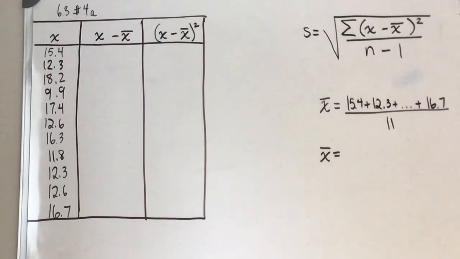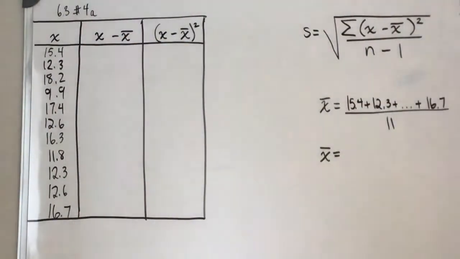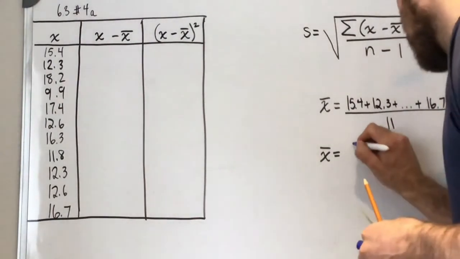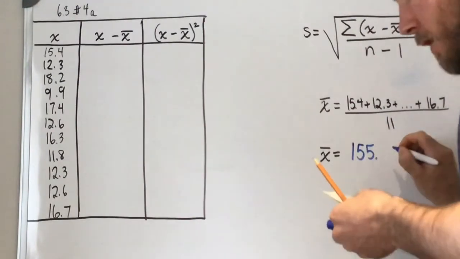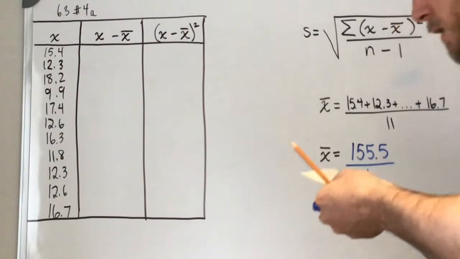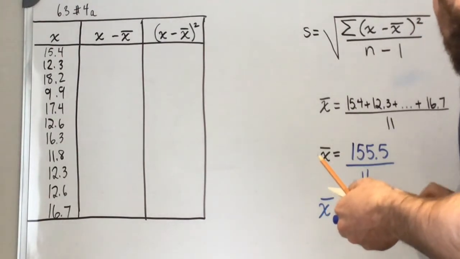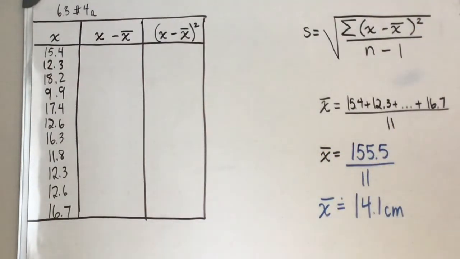In order for us to find the standard deviation, we will first need to find our sample mean. And this is pretty straightforward. We're just going to add all of our x values here and divide by the total. Here there are 11 different fish measurements. I did a bunch of these calculations ahead of time, so this works out to 155.5 divided by 11. So our x bar is approximately equal to 14.1 centimeters. So the average fish that was caught was roughly 14.1 centimeters.